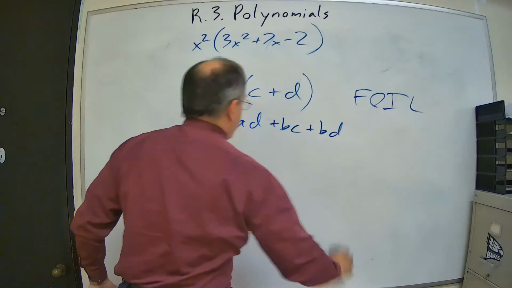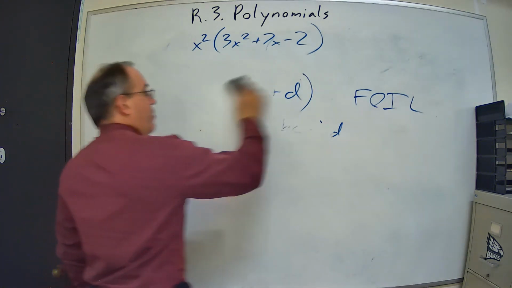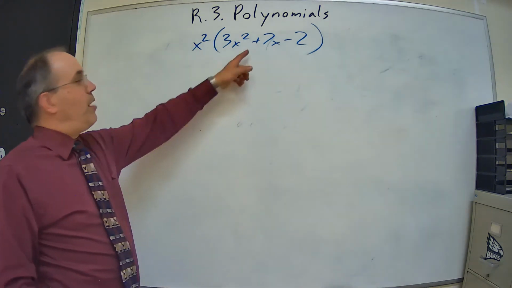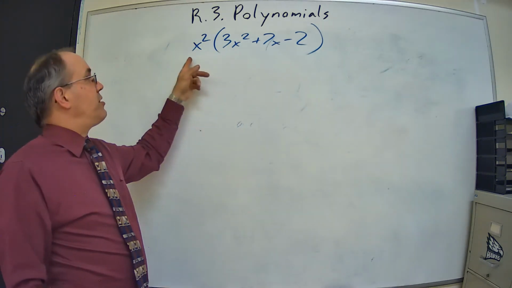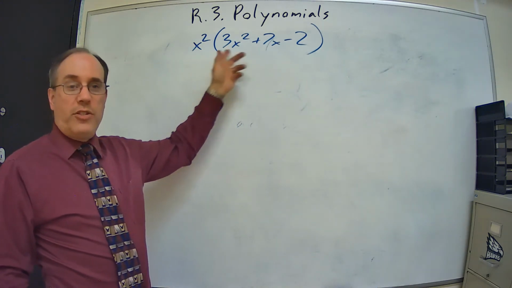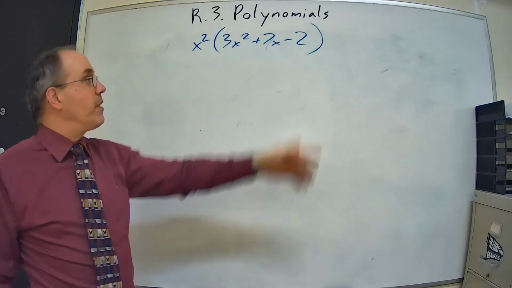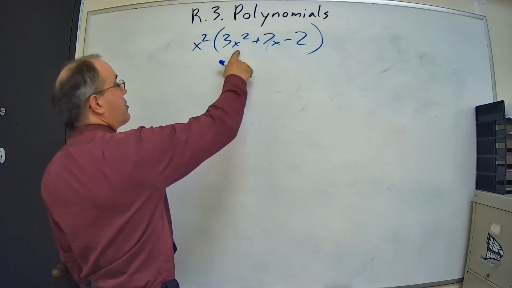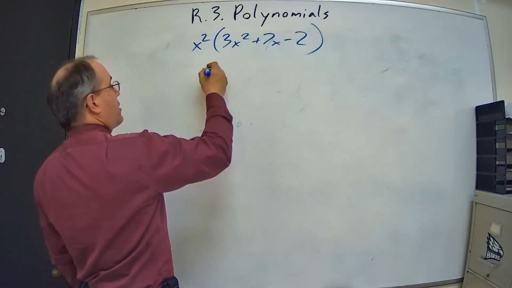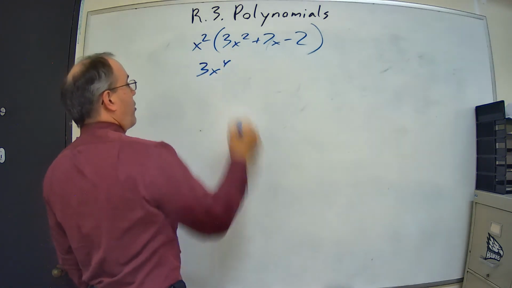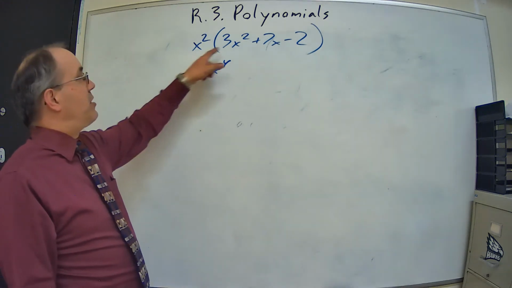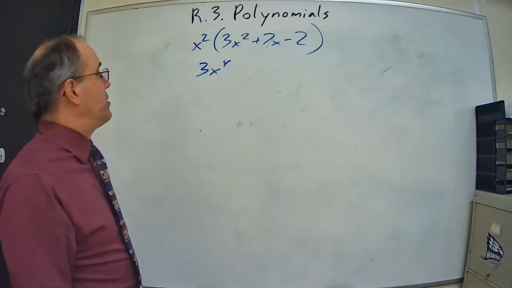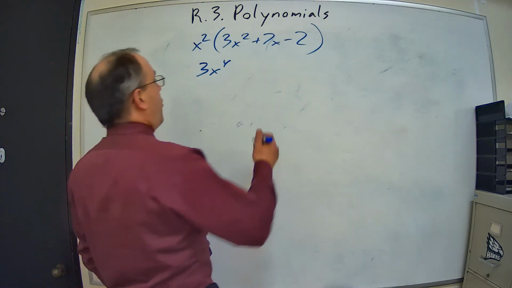What would I do in that situation? Well, if you're multiplying a monomial by a polynomial, it's just the distributive property of multiplication over addition. So I'm just going to distribute this through. I'm going to take x squared times 3x squared, which is going to give us 3x to the fourth. Why 3x to the fourth? Because x squared times x squared, you add the exponents, giving you 2 plus 2 is 4.